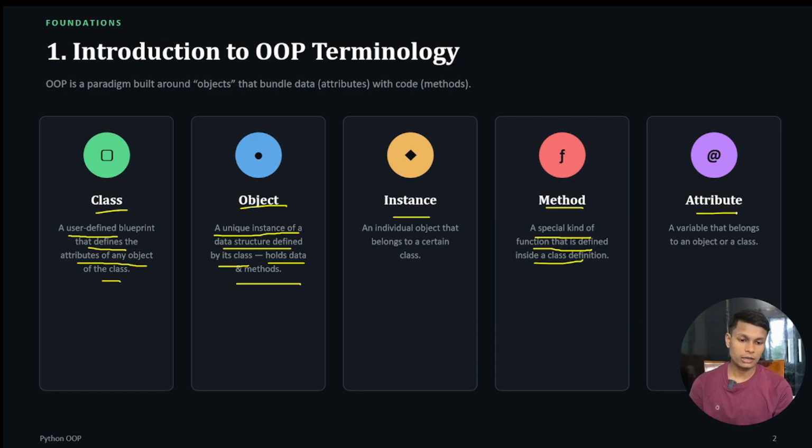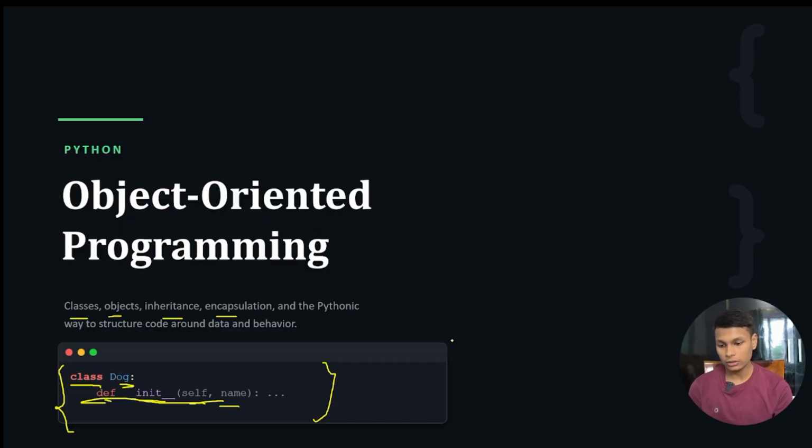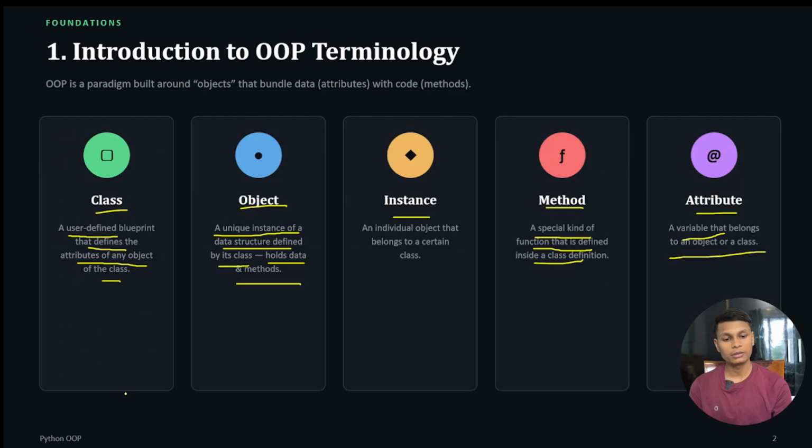And what is an attribute? A variable that belongs to an object or a class. When I am creating any variable inside the class, for example inside the class Dog, that thing becomes the attribute. You can say that this is the attribute.